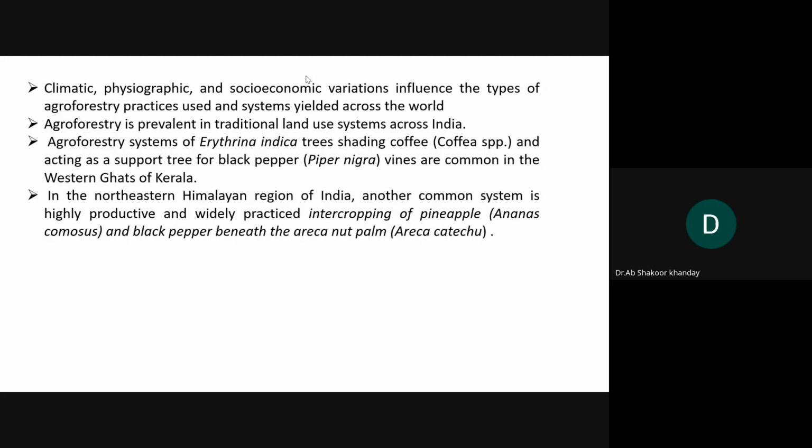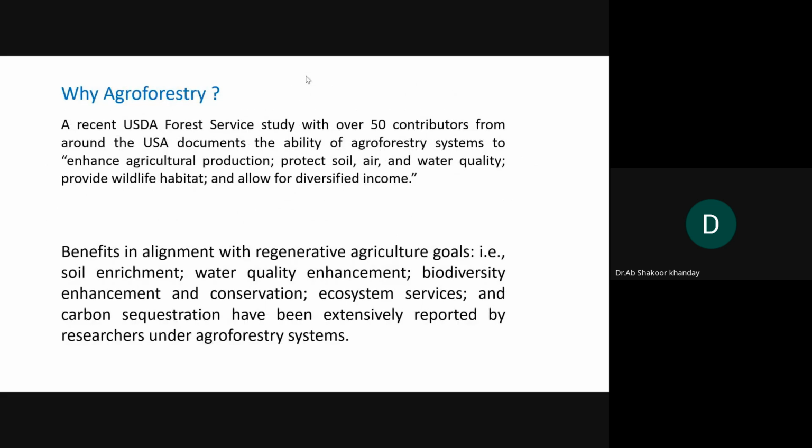Climatic, physiographic, and socio-economic variations influence the types of agroforestry practices used and systems yielded across the world. Agroforestry is prevalent throughout India in traditional land use systems. Agroforestry systems of Erythrina indica trees shading coffee and acting as a support tree for black pepper vines are common in the Western Ghats of Kerala. In the northeastern Himalayan region of India, another common system is the highly productive and widely practiced intercropping of pineapple and black pepper beneath the areca nut palm. So this was a little bit about agroforestry.